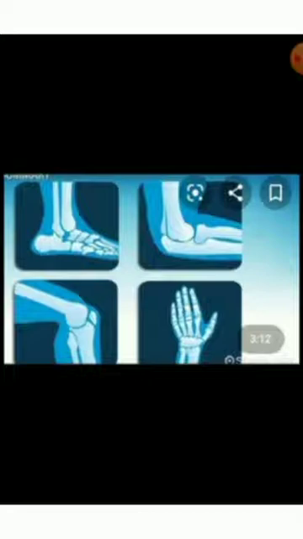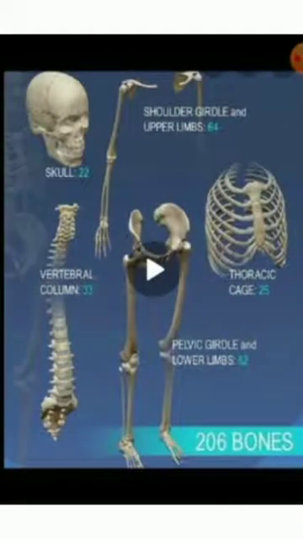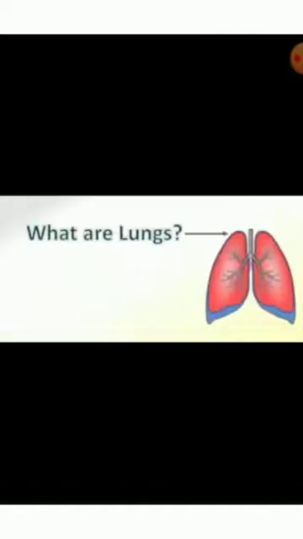Okay, now come to the main internal body parts which perform very essential and vital functions. This is the picture of different types of bones which you are watching. So I have told you that we have 206 different bones. Okay, now come to the internal body parts. First, the lungs. What are lungs?